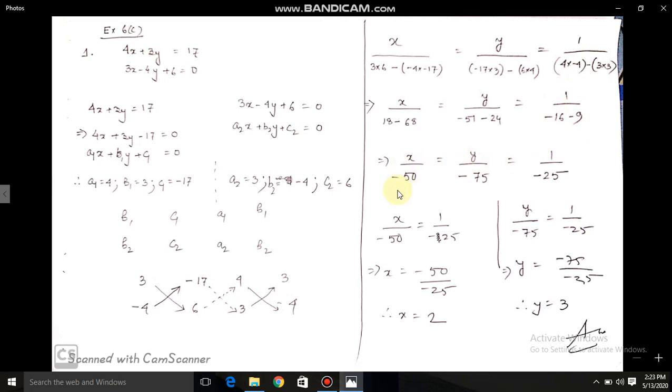Now you see x by minus 50, y by minus 75, 1 by minus 25. Since this is equal to this is equal to this, the first one is equal to the third one. So x by minus 50 is equal to 1 by minus 25. On calculation we get x is equal to 2. Similarly, the second part is equal to the third part. So y by minus 75 is equal to 1 by minus 25. So y is equal to 3. So the solution is x = 2, y = 3. I hope you have understood.